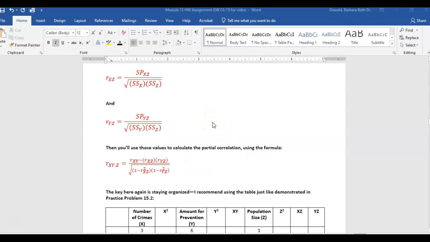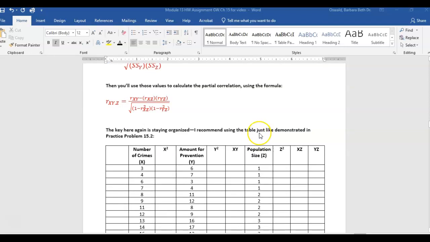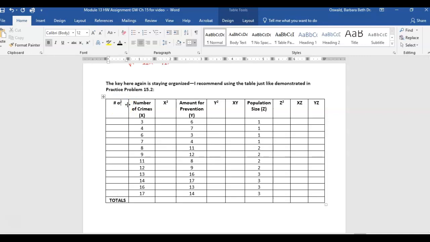So a couple tips and tricks for this. Key here again is staying organized. Use the table just like it was demonstrated for you in practice problem 15.2. These were the number of participants, right? So we have 1, 2, 3, 4, 5, 6, 7, 8, 9, 10, 11, 12 participants in this. So we'll just say number of scores, and the total here would be 12 total scores, right? So n equals 12.